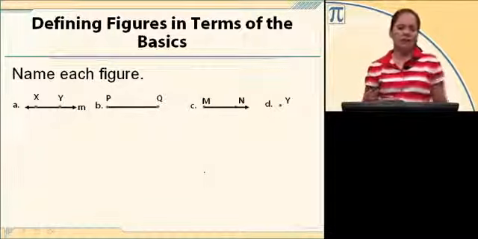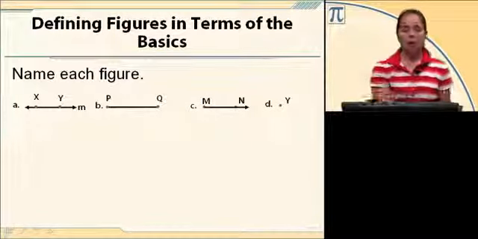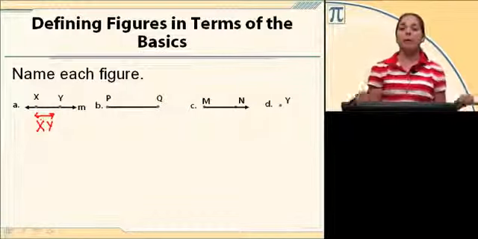Let's go ahead and practice. Here I've got this first one, a line, so I'm going to call it line XY. Using the symbol notation, I'm going to put a double arrow on the top because it goes in both directions forever.